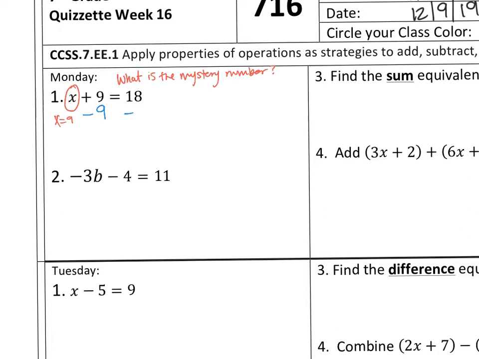And what I do on one side, I do to the other. I get positive 9 minus 9, that's a 0 pair, and you're left with that variable x. 18 minus 9 is 9. So this is how you would find what the mystery number is using the procedure.